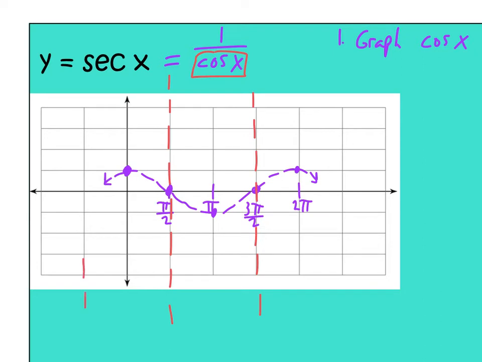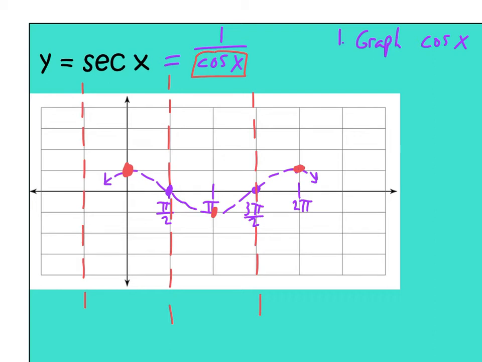Okay, so wherever cosine was 0, we're going to have a vertical asymptote for the secant graph. Then we're just going to use the graph of cosine to figure out what the actual graphical part of secant looks like. One way to think about it: think of all the points where cosine equals 1. The reciprocal of 1 is still 1, so secant's going to go through that point. The reciprocal of -1 is still -1. The reciprocal of that point is 1.